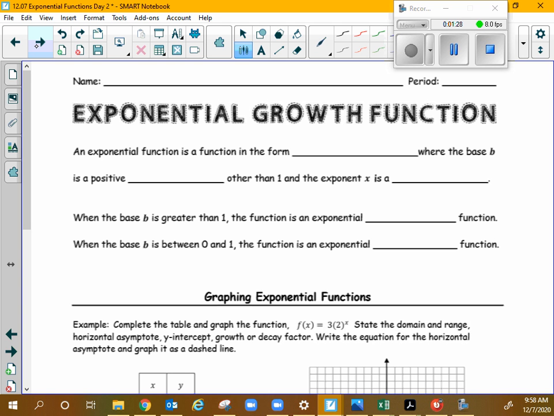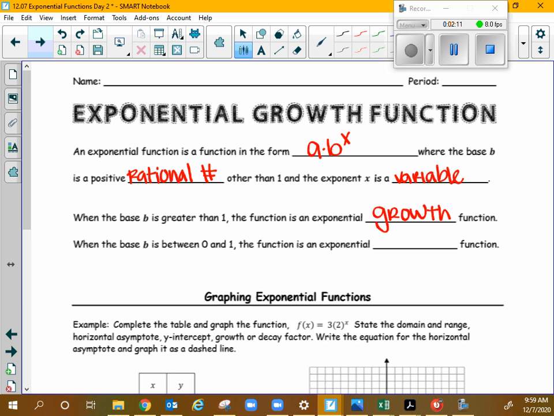An exponential function is a function in the form a times b to the power of x, where the base b is a positive rational number other than 1, and the exponent x is a variable depending on what you're trying to solve for, right? So that x can change. You interchange that out. When the base value b is greater than 1, your function is an exponential growth function.